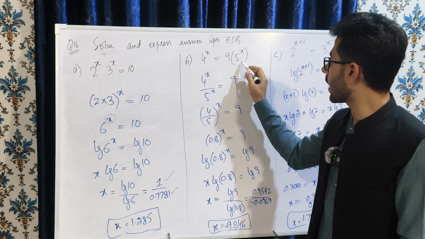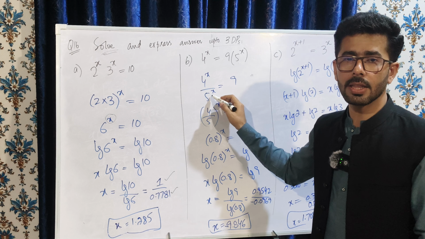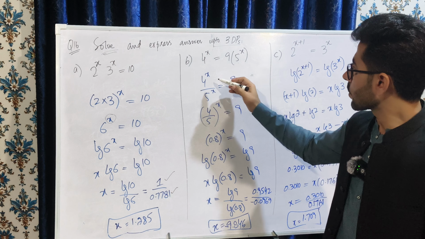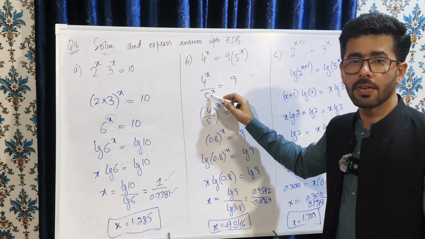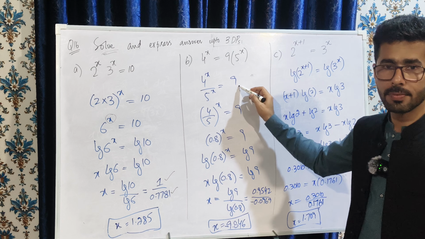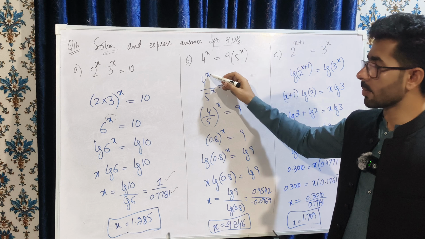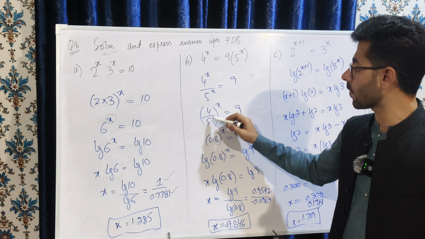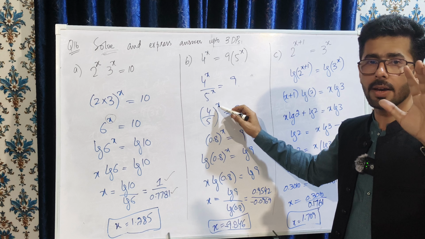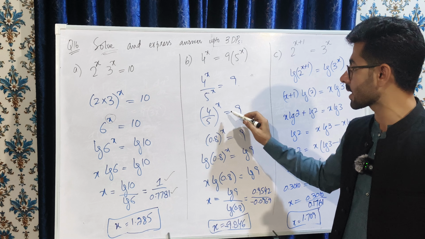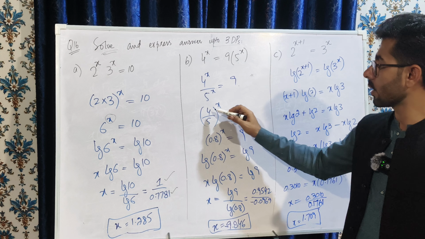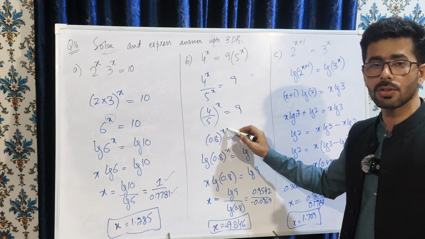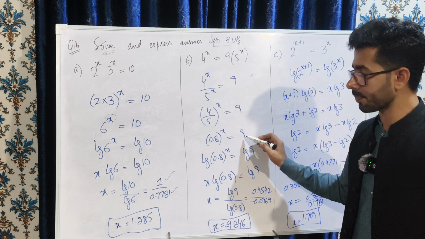So I bring 5 power x down in the denominator of 4 power x on the left hand side. So I have 4 power x divided by 5 power x equal to 9. These two terms have the same power, so I can write 4 upon 5 under a single power. So I have 4 divided by 5 power x equal to 9. I know 4 divided by 5 is equal to 0.8. So 0.8 raised to power x equals to 9.